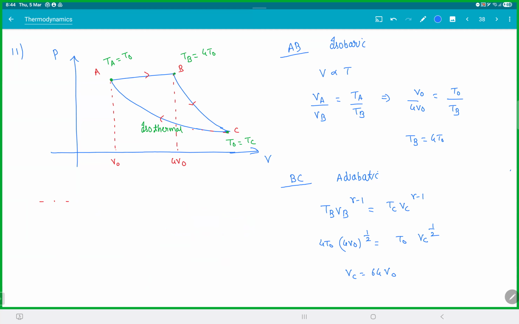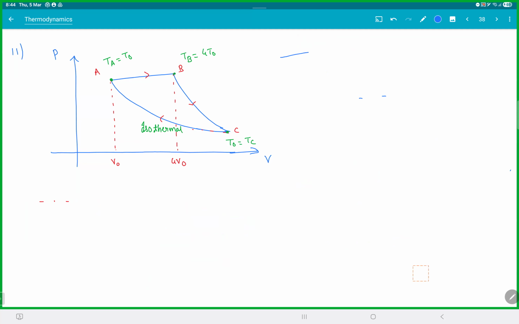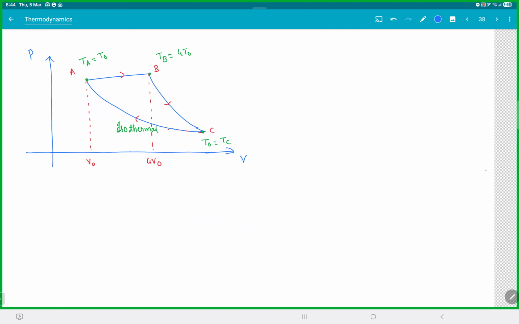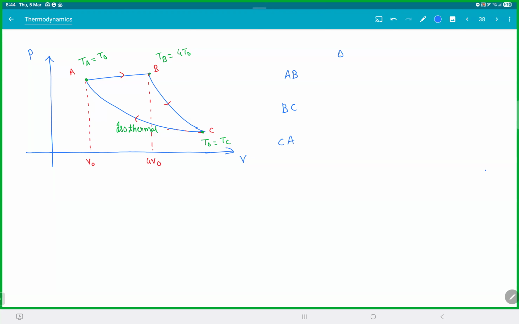Solve, everyone. You know how to find delta U, you know how to find work done. Just use the formulas and substitute there. So stop playing with the air and start solving. So AB, BC, CA: delta U, the work done, and delta Q.